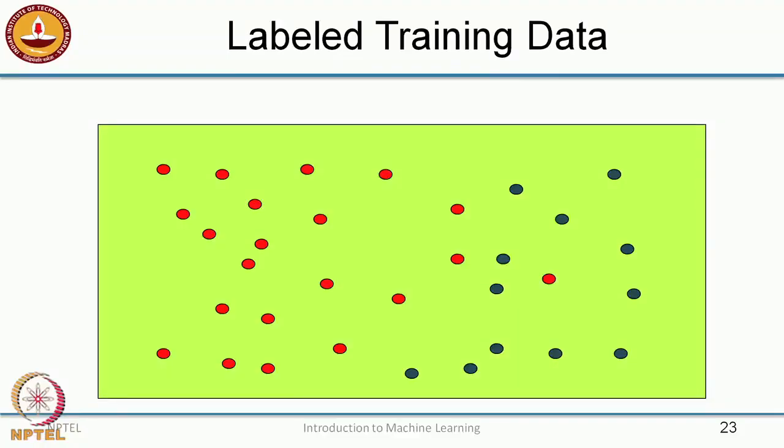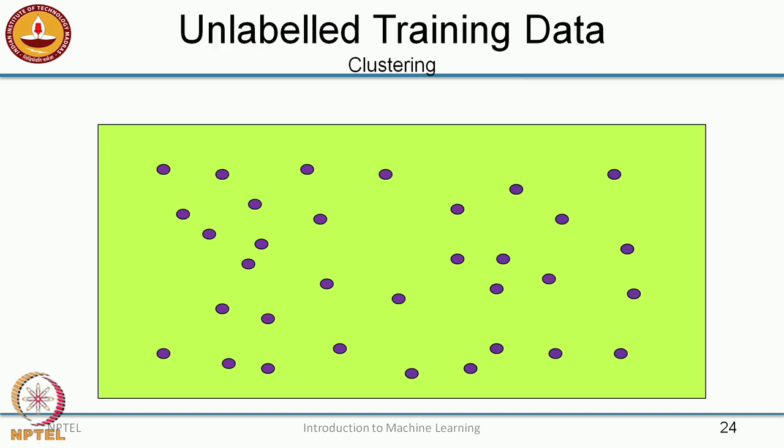In supervised learning, we looked at how you handle training data that had labels on it. In this particular case, this is a classification data set where red denotes one class and blue denotes the other class. And in unsupervised learning, you basically have a lot of data given to you, but they do not have any labels attached to them.